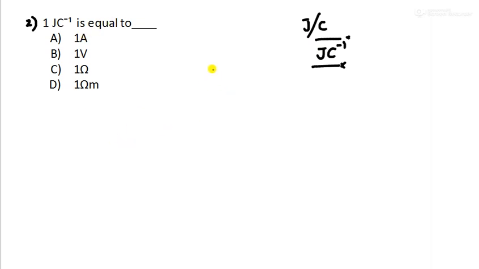So once again, I can write it here. Joule per coulomb. Okay, joule is for what? Work done or energy, and coulomb is for charge. So once again, you should know the definition. The energy required to transfer 1 coulomb of charge from one point to another point is called what? Yes, it is called voltage. So since here they have given 1 joule per coulomb, we will call this 1 volt. So option number B is the right answer.